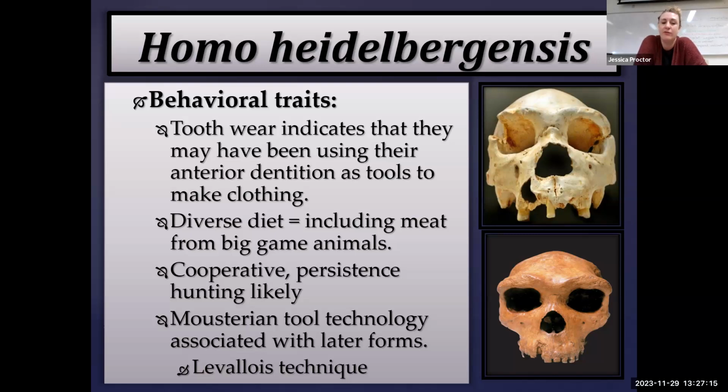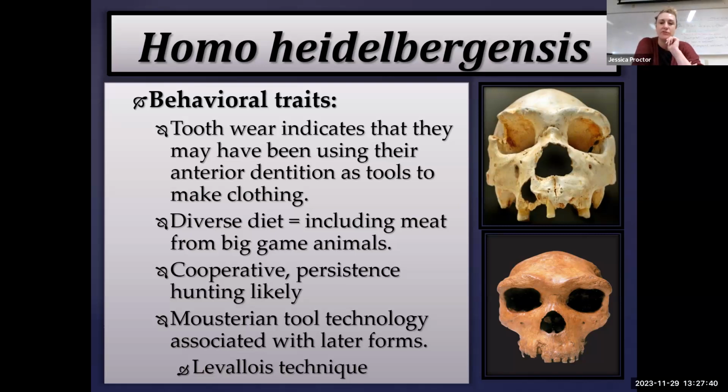Very likely a very diverse diet. They were likely engaging in hunting, persistence hunting, but at the same time, they were also gathering fruits and vegetables, engaging in probably digging for tubers. They were likely eating about anything they could get their hands on. So, more and more diverse diet, including meat from big game animals. They likely had cooperative persistence hunting.